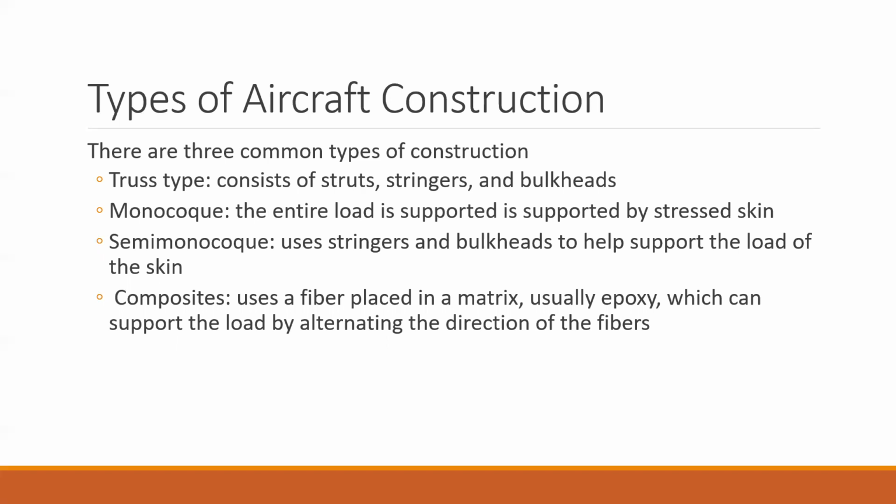Monocoque and semi-monocoque, like we talked about earlier. And then there's the composites. So this is some type of fiber that's placed in some type of matrix. Usually it's epoxy. And basically you can lessen the load by alternating these fibers in different directions, so that you provide strength to that entire system. And we'll talk about each of these in detail.